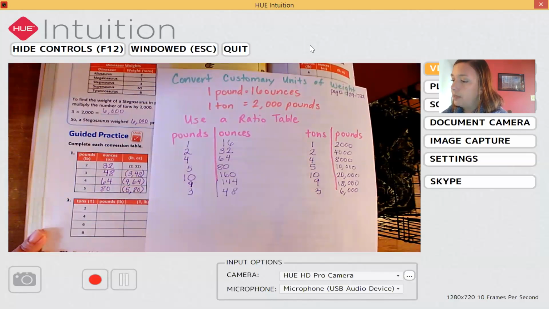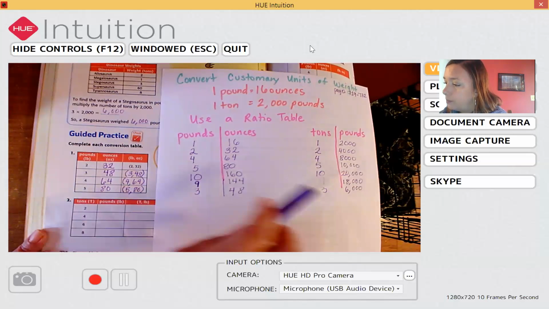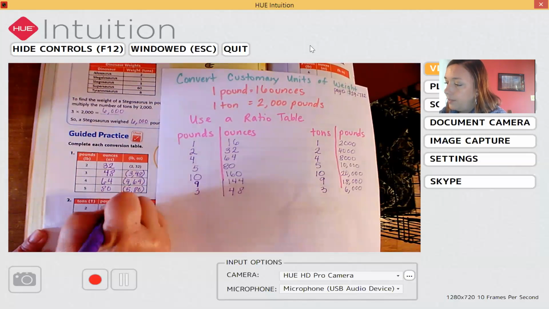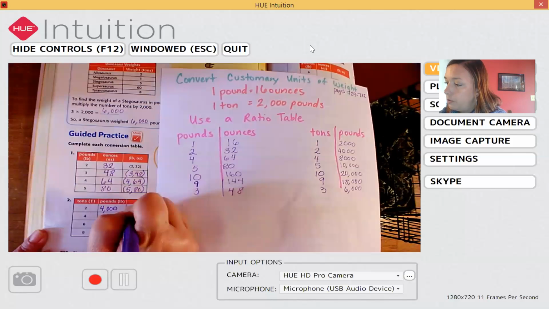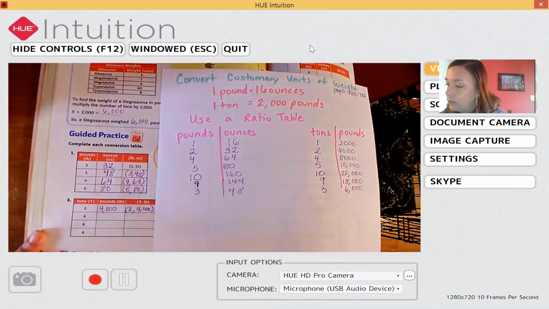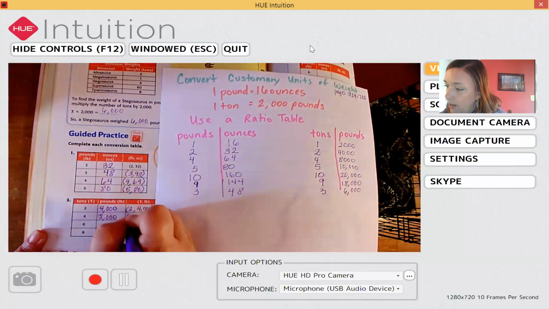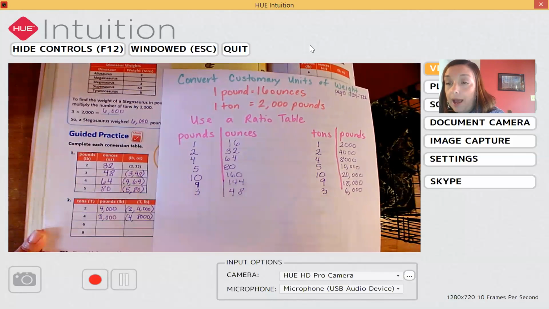So now I'm going to do the same thing with tons and pounds. So I have 2 tons, and I already have that 2 tons is 4,000 pounds. So I'm going to put 4,000, and then I'm going to make my ordered pair 2 and 4,000. Okay, I already have that 4 tons is 8,000 pounds. And then I'm going to make my ordered pair 4 and 8,000. And 6, I don't have 6. So I'm gonna go ahead and I'm gonna make 6.